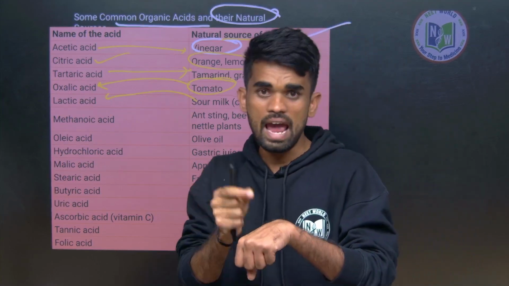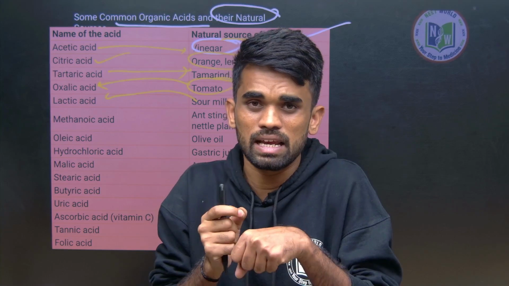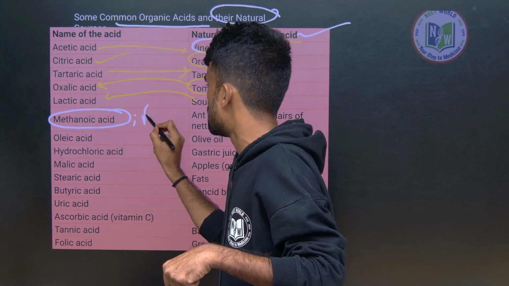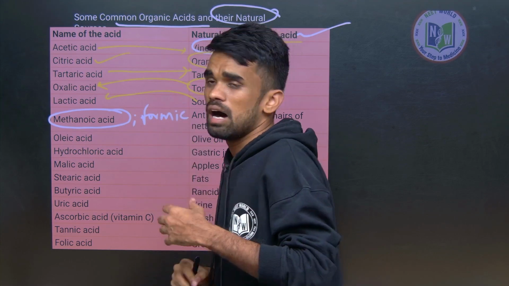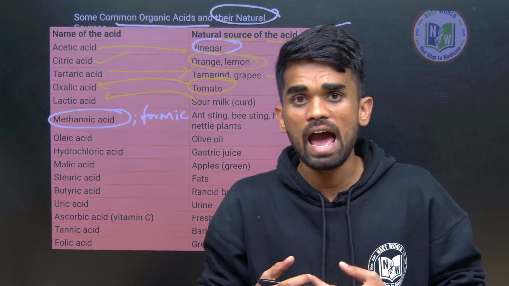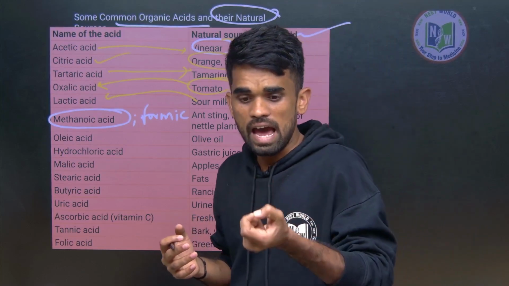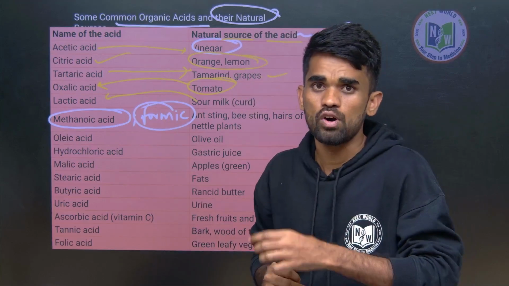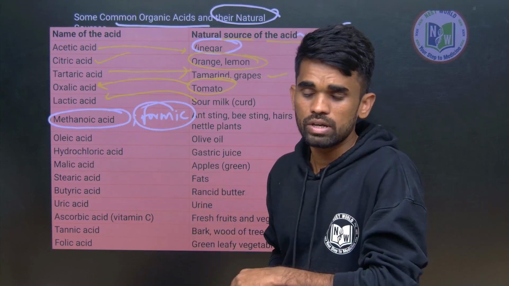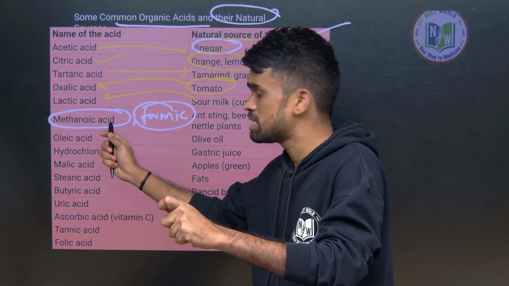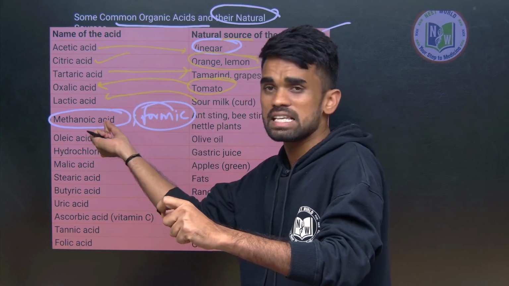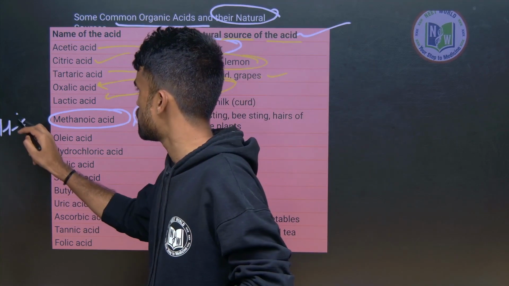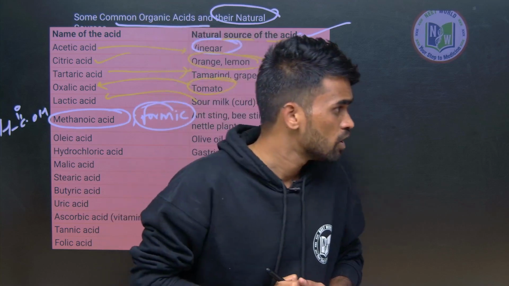From ants: when an ant bites us, we feel a sensation, right? That is because of methanoic acid. I can also say formic acid. From the word formic, formica means ant. So the ants contain this acid, and that's why we call it formic acid or methanoic acid. The source for this acid is ant, right? That's why the name is given as formic acid. So what is the structure of formic acid? HCOOH. This is the structure of formic acid.